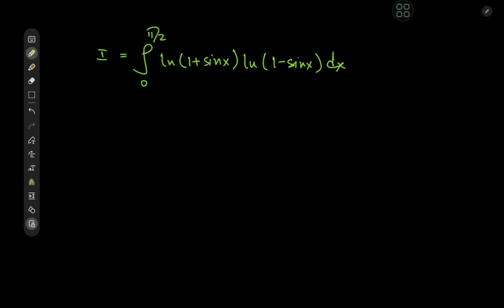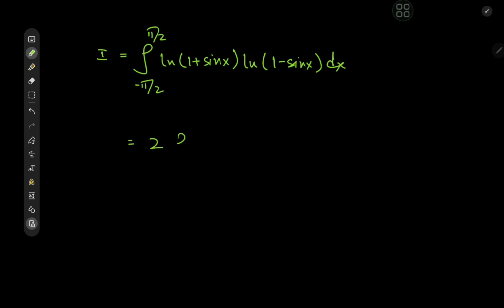Funny thing, only now have I noticed that we're integrating an even function of x, because if we replace x by negative x, then sine x turns into negative sine x, and by that token we have log(1 minus sine x) times log(1 plus sine x). So we're integrating an even function of x, and we might as well restate the problem to be an integral from negative to positive pi by 2.